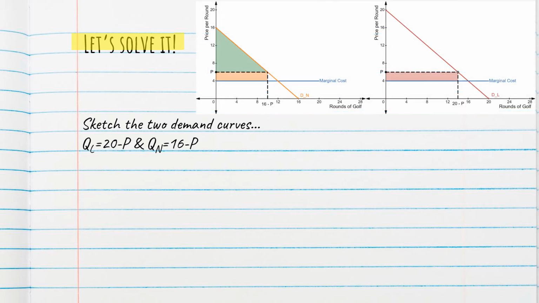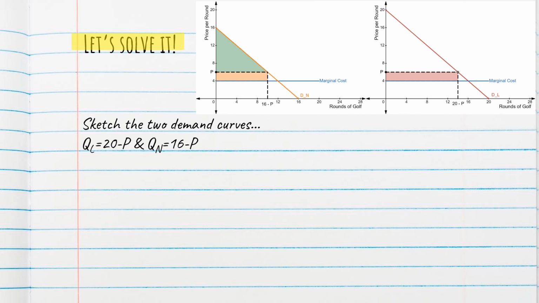First thing we need to do is sketch the two demand curves. Those demand curves are QL equals 20 minus P and QN equals 16 minus P. I'm also going to sketch the marginal cost, which is $4, and then we'll talk about all the different shapes in my graph after that. If we sketch the non-local market, that's the orange line on the left-hand side, notice that the demand curve runs from 16 to 16. I have carefully labeled those intercept values. Notice that the local market, which is the red line, runs from 20 to 20. And I've also put a horizontal line in at the $4 marginal cost.